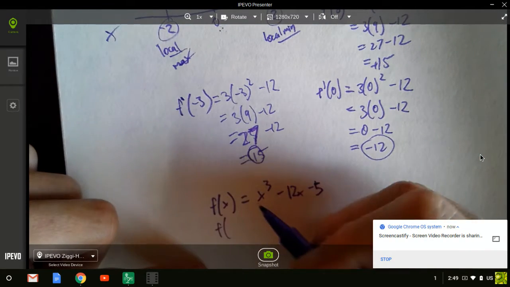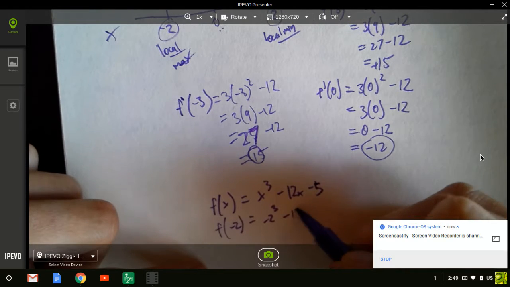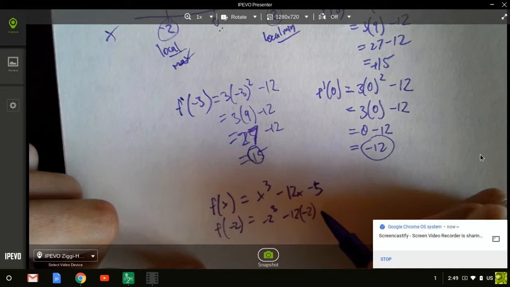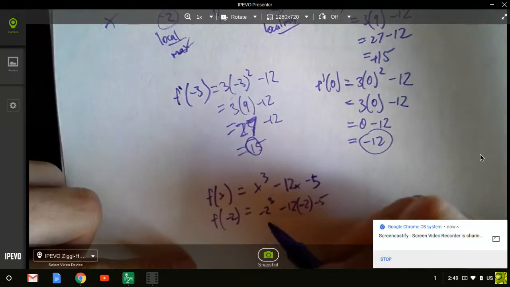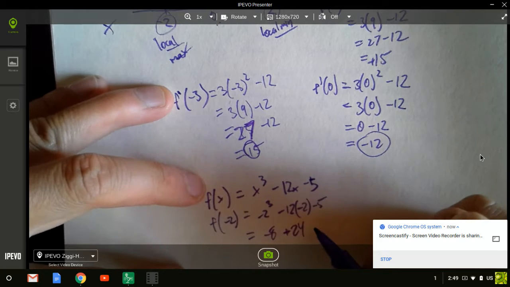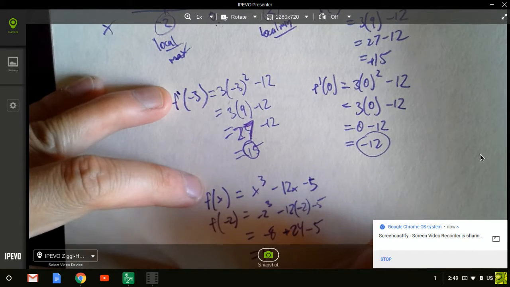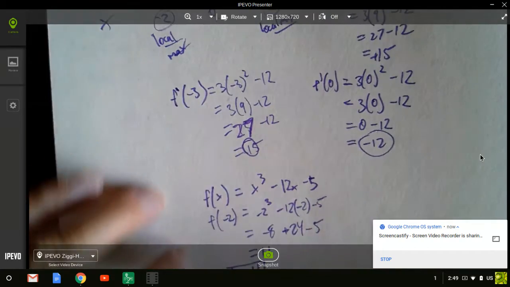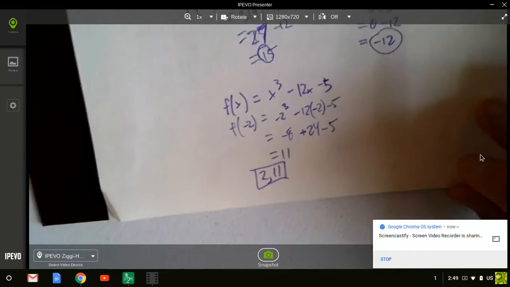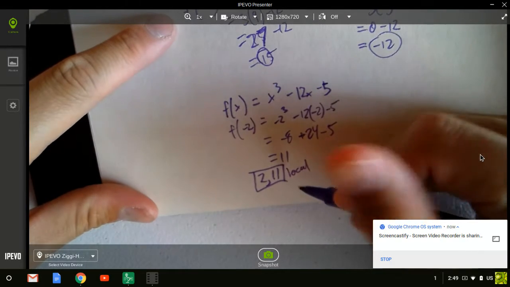So at x equal to negative 2, that'll give us negative 2 to the third power minus 12 times negative 2. Do some math. You can fast forward this part if you want. It should be negative 8 plus 24, I believe, minus 5, and that should give us 11. So the point here at negative 2, 11, that's going to be your local max. Min, your local min, sorry.